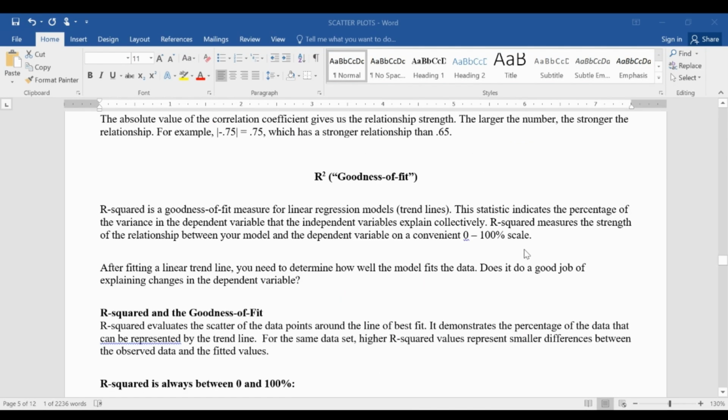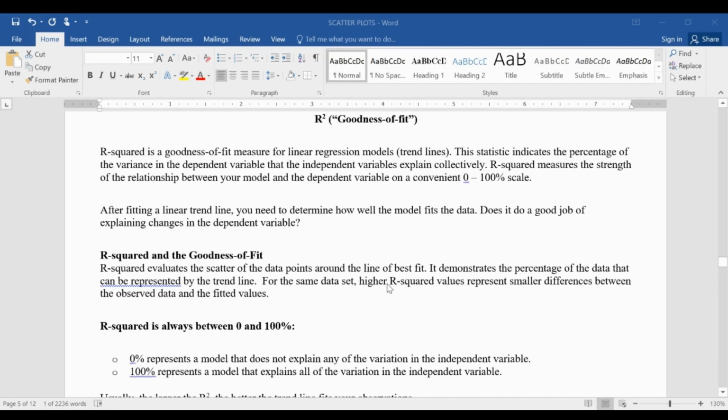Okay, now what we're going to get to, and this is what we're going to use all year whenever we make a graph on Google Sheets, is something called R squared, which is called goodness of fit. Basically, how well does the best fit line describe the data? Here's the best way to describe it: it demonstrates the percentage of the data that's represented by the trend line. We're going to look at some values and we'll see what that means.